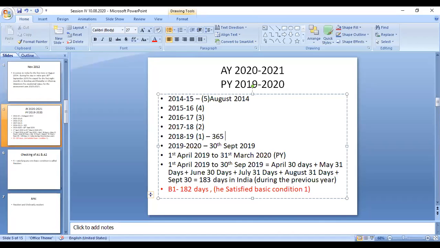So 365 days, so he is satisfying. And the next year also he is in India 365 days. This year also he is in India 365 days. So for those years we need not calculate as per our conditions. 182 days he has to stay. This year he is satisfied, and 2019-20 also he is satisfying, 1 year.